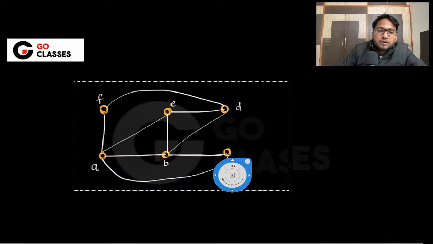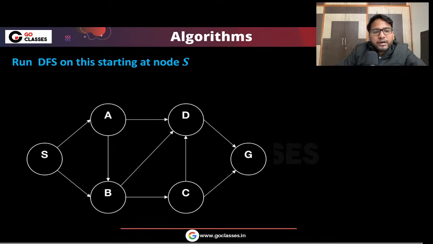Okay. Now, can you run DFS on this? Yes, easily, right? Let's suppose I'm starting at S. You can start from any point. Let's suppose I'm saying 1. You can say 0 also, this doesn't matter. So let's suppose I'm saying 1, then you are going to A.